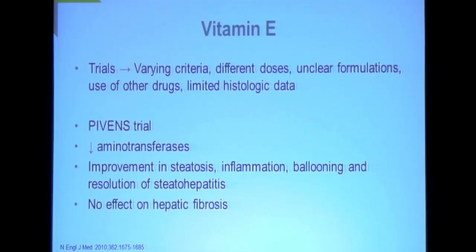Vitamin E has been used to treat quite a bit of diseases, gout, rheumatoid arthritis, and the trials have been not very good in quality. However, there was the PIVENS trial, a prospective randomized double-blind controlled trial comparing pioglitazone, vitamin E, and placebo, and it looks like vitamin E was superior to the other ones. It showed improvement of the aminotransferases, improvement in steatosis, inflammation, ballooning, and resolution of steatohepatitis. There was not much effect on hepatic fibrosis.